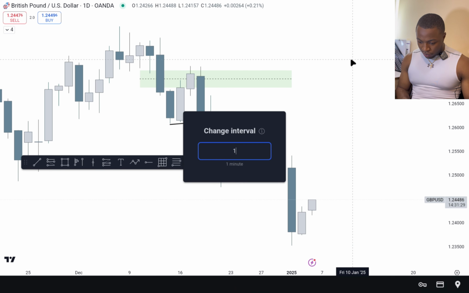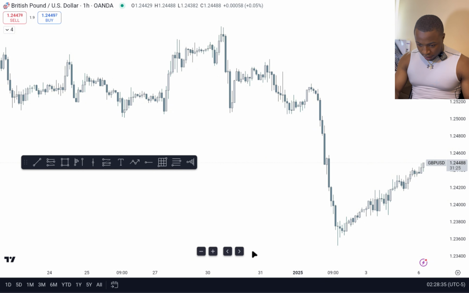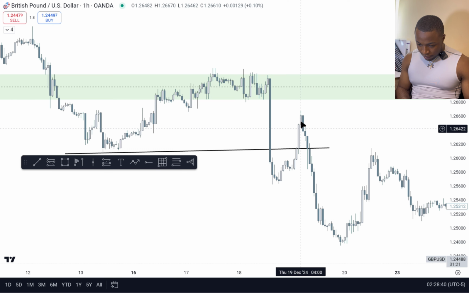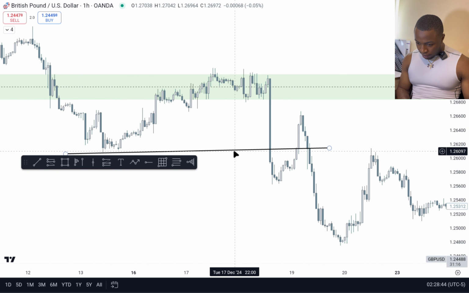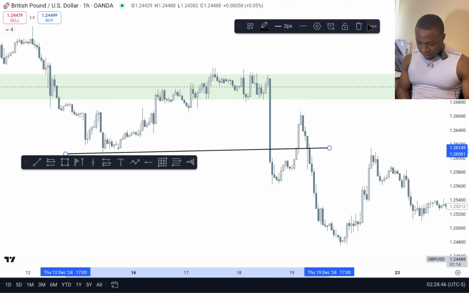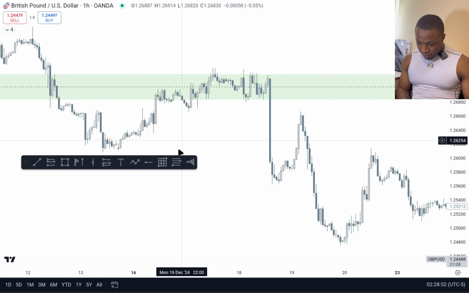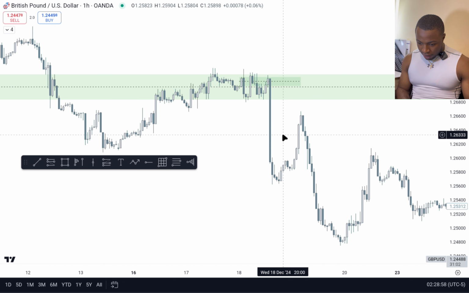Yes, external range liquidity. See, we have this shift in market structure. We have this market structure shift here. Okay, price gave us a resting order block here. I'll take myself in from this order block.